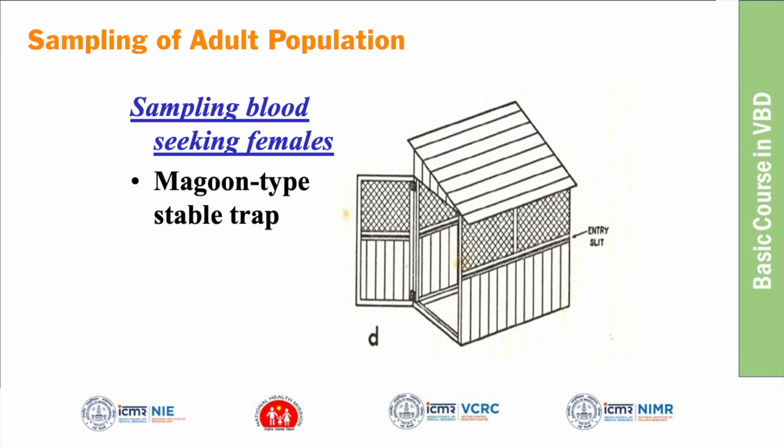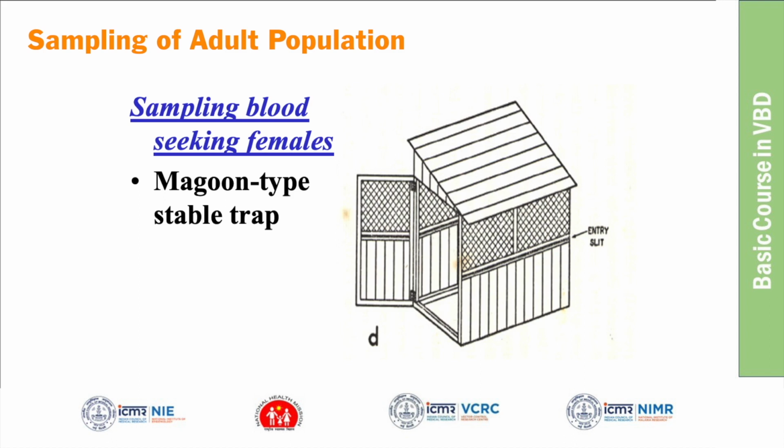Once they enter, the entrance slit is made in such a way that they can enter but cannot come back out. In the morning the collector can enter, and you close the door. After entering, you can collect the mosquitoes. This is called the Magoon trap, but we can make our own design also.